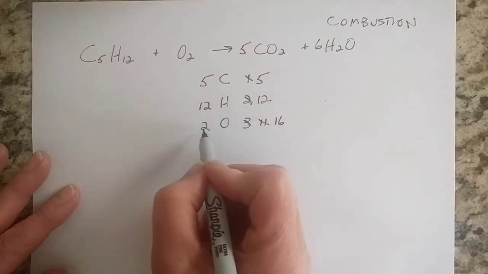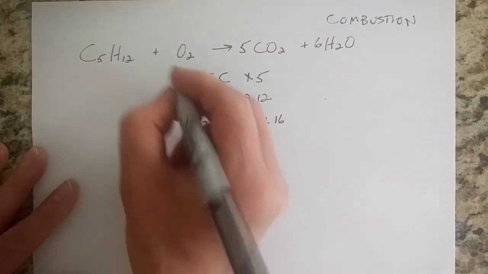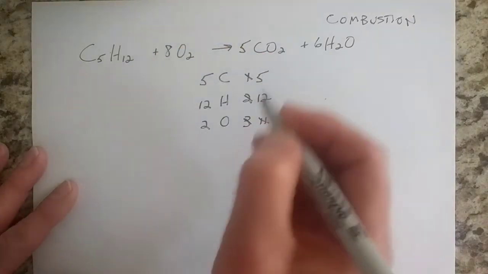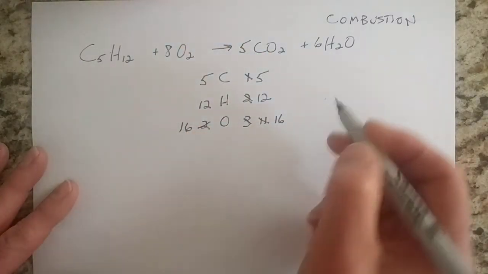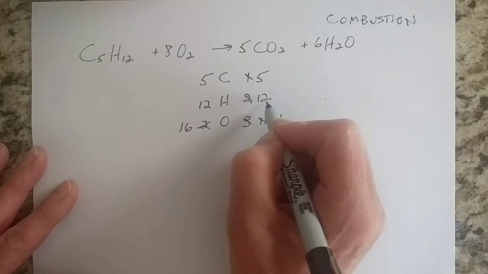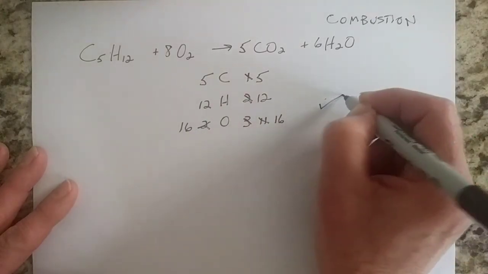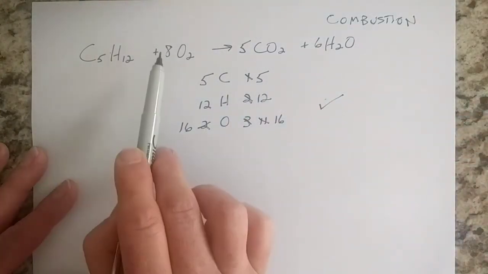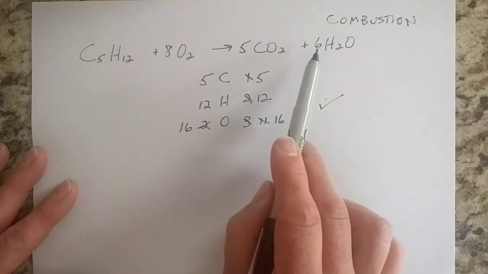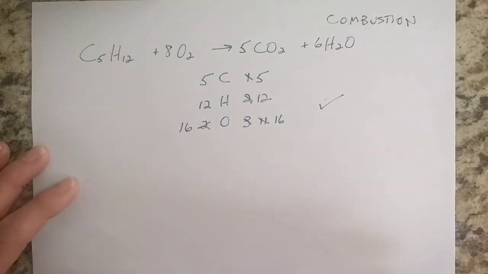So now we need to get 16 oxygens on the left, put in an 8. 8 times 2 is 16. And now we have 5, 12, 16. We're balanced. Our ratio 1 to 8 to 5 to 6. And we're good. And that's it.